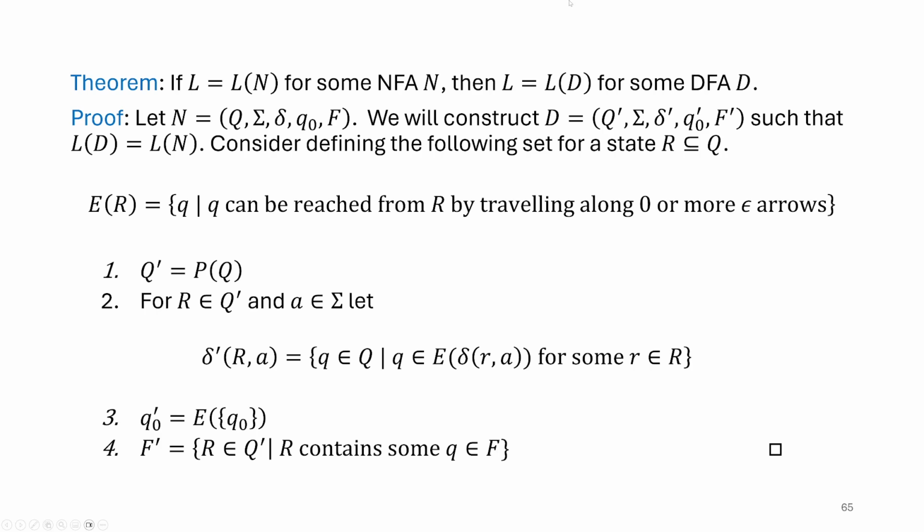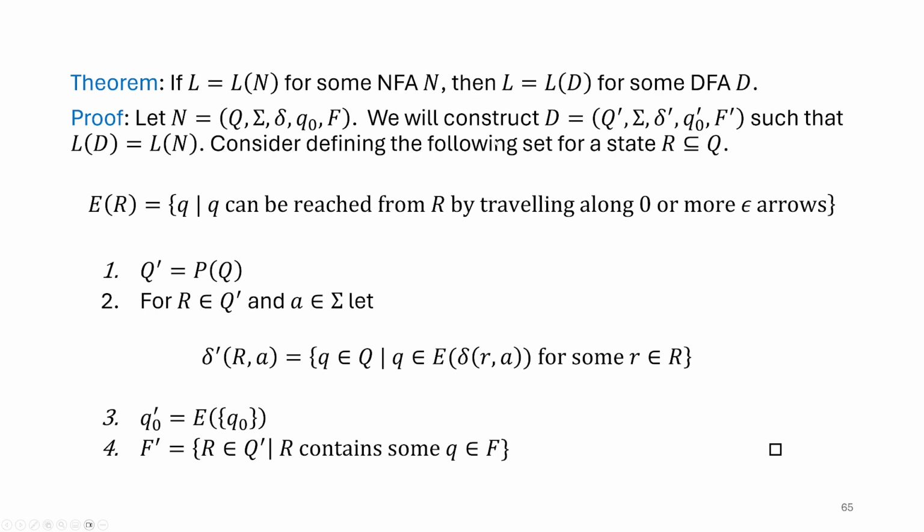Okay, and what does that mean? So when we say we're going to start with a general NFA, that's this first sentence here. Let N be some formally defined NFA. So we've got a Q, we've got a sigma, we've got our delta, our q0, and our F. That fully defines our NFA.